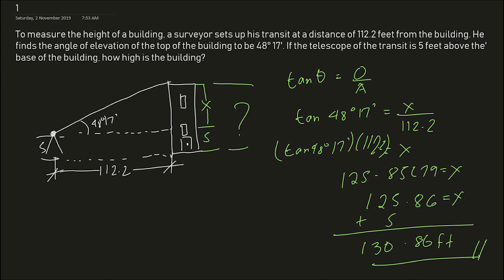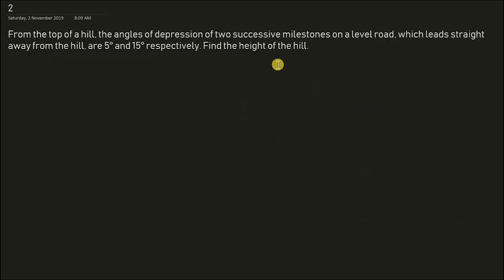Okay? Next problem. Sabi dito, from the top of a hill, so meron tayong hill, hindi yan si Enrique, hill yan. So, ibig sabihin, meron tayong hill. Ano ba yan? Mountain yan? Siguro mountain. Hill yan. Siguro hill. The angle of depression from two successive milestones on a level road.